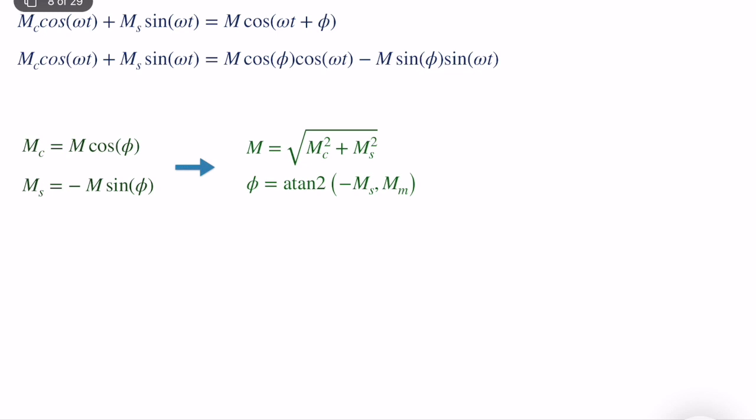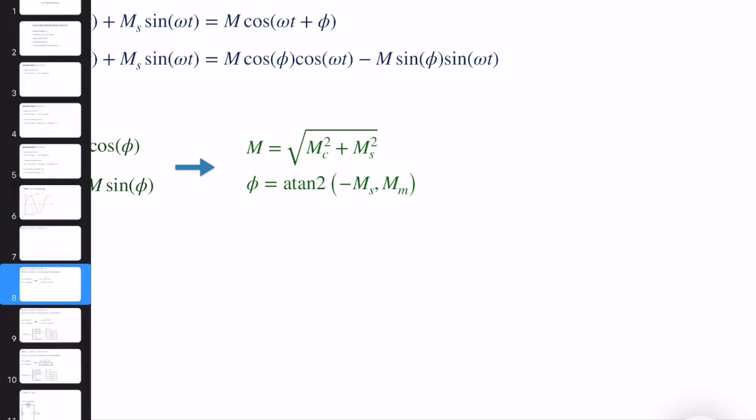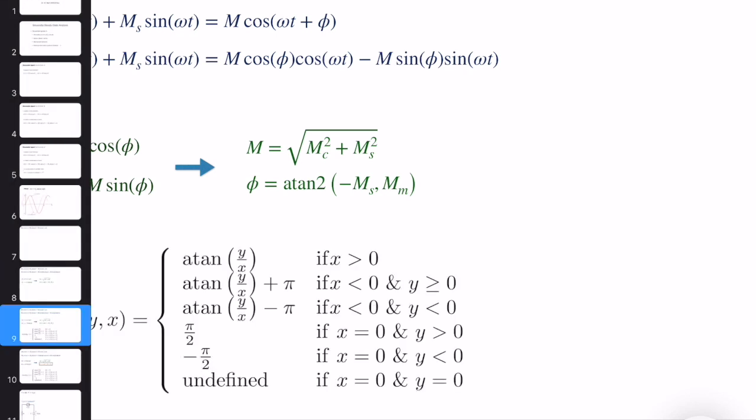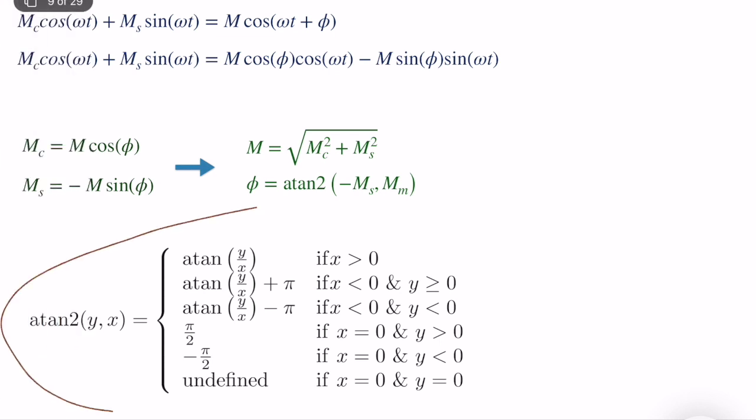This is the magnitude. If we combine one cosine and one sine signal, we obtain one cosine signal with a different magnitude and a phase shift. Okay, that's great. So we can do the same thing. So instead of cosine signal, okay, so this is the A tan 2 formula.